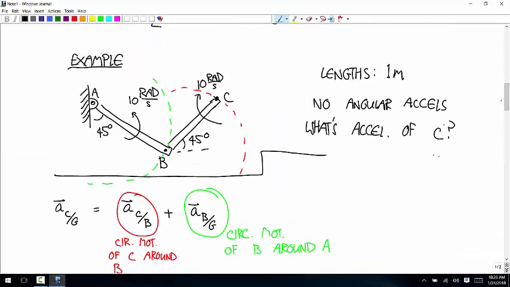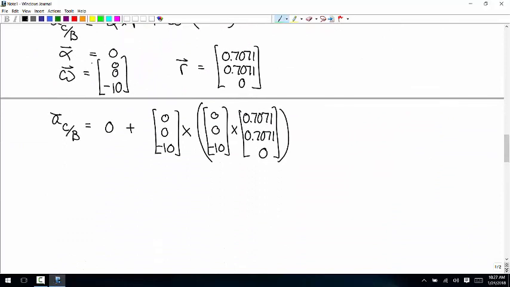So now the circular motion that we're doing is, this is the center, and this point is moving in a circle around it. The vector from the center of the circular motion to here has a positive x and a positive y. I'm using the usual coordinate system. And if you calculate that, you get negative 70.71, negative 70.710.